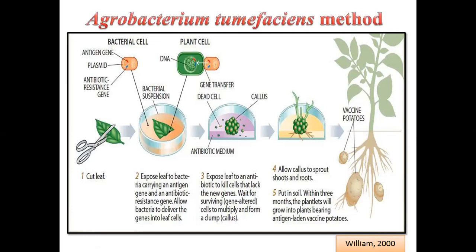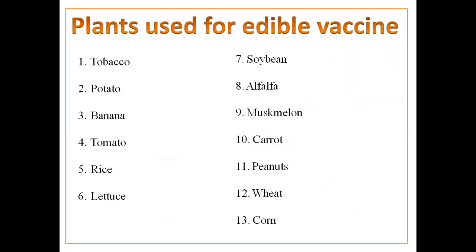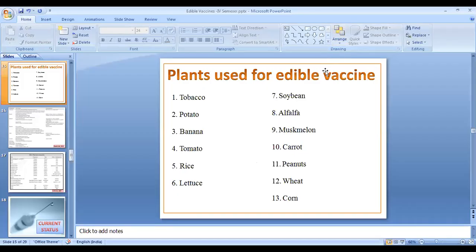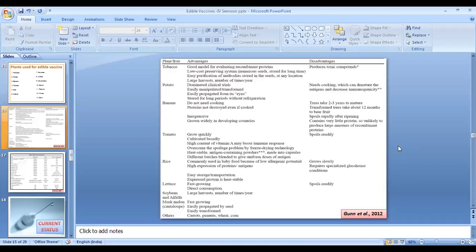Okay. And here are the examples of the plants where different plants were used for the production of the edible vaccines like tobacco, potato, banana, tomato, rice, lettuce, soya bean, alfalfa, muskmelon, carrot, peanuts, wheat, corn. So these are all the various plants which are used for the production of the edible vaccine.